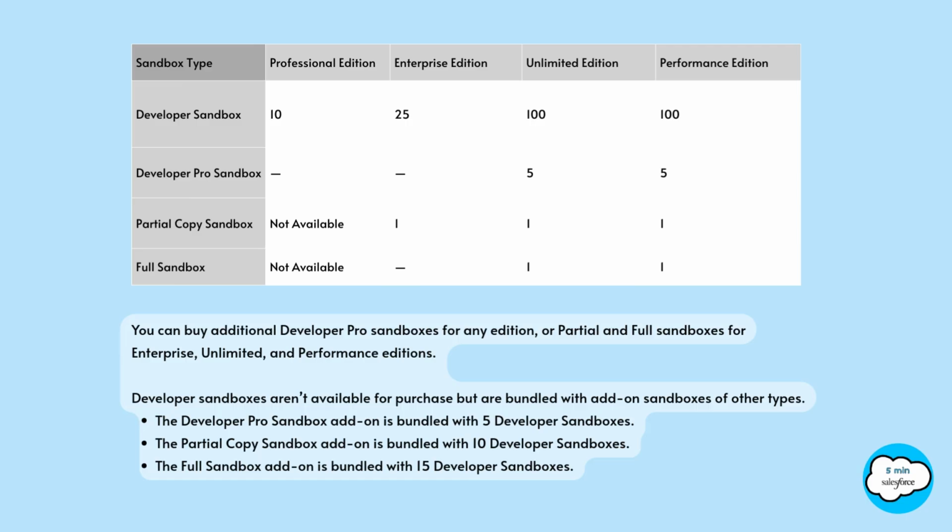So you can buy additional developer pro sandboxes for any edition, or partial or full sandboxes for enterprise, unlimited and performance editions. And developer sandboxes aren't available for purchase, but they can be bundled with add-on sandboxes. Like we can have 5 developer sandboxes with developer pro sandbox, and then partial copy sandbox add-on is bundled with 10 dev sandboxes, and with full sandbox add-on we can bundle 50 developer sandboxes.